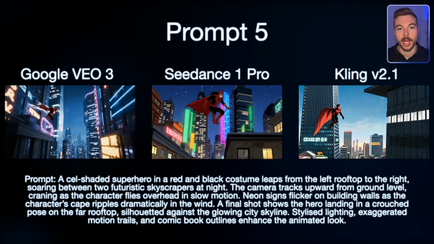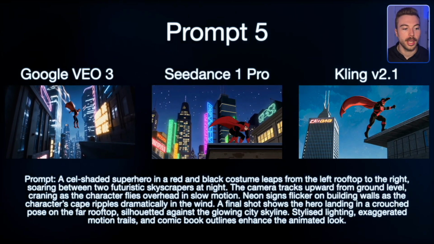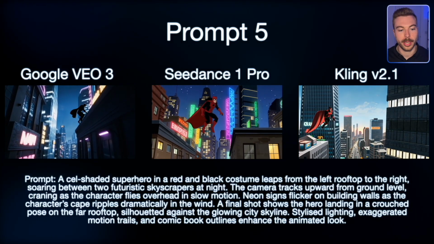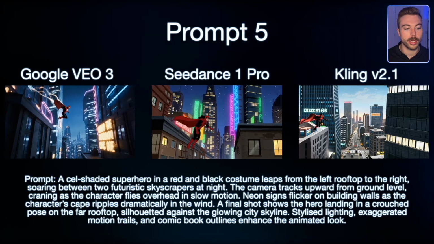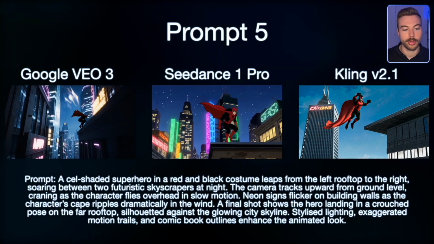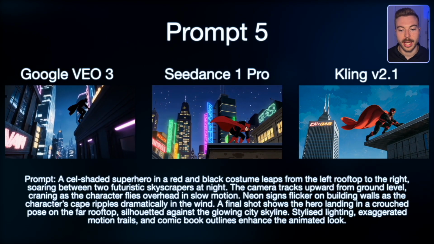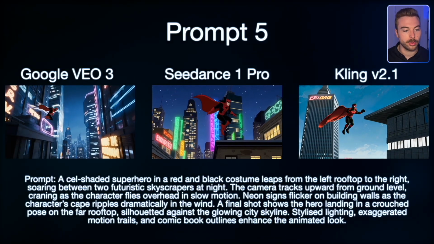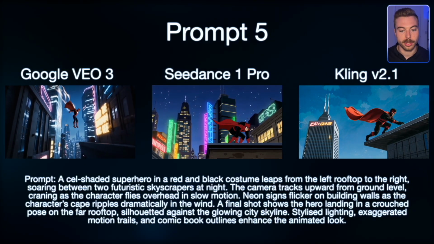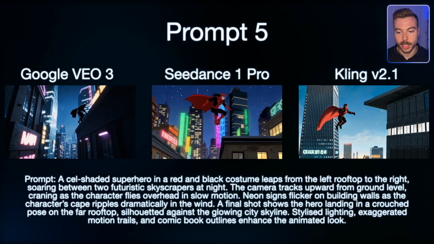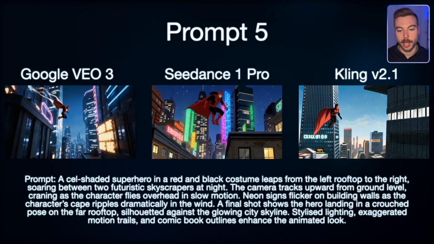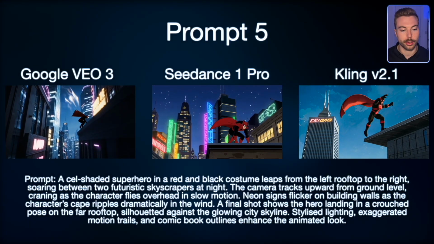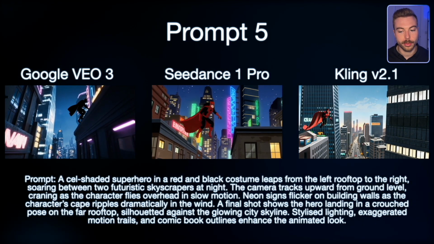And if we come across to prompt 5, as we can see here, we've got a superhero in a red and black costume, leaping from left rooftop to the right, soaring between 2 futuristic skyscrapers at night. Camera tracked upward from the ground level, craning as the character flies overhead in slow motion. Neon signs on a building, walls, character capes ripple in the wind. A final shot shows the hero landing in a crouched position on a rooftop, stylized lighting, and so on.